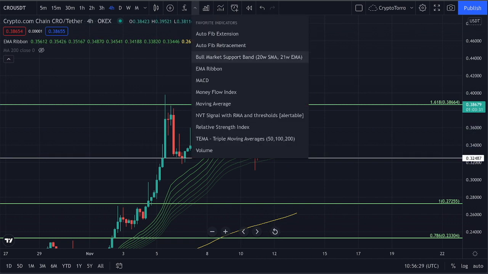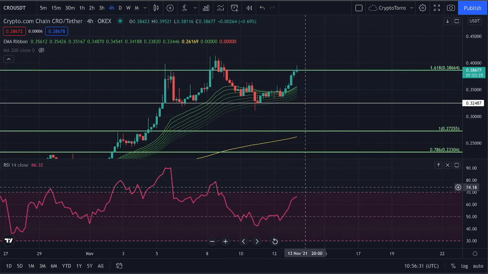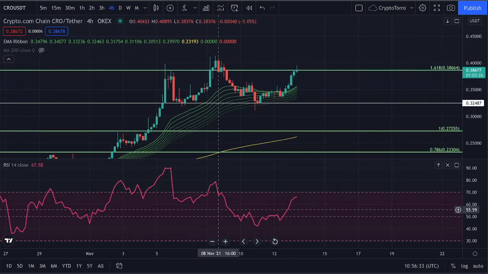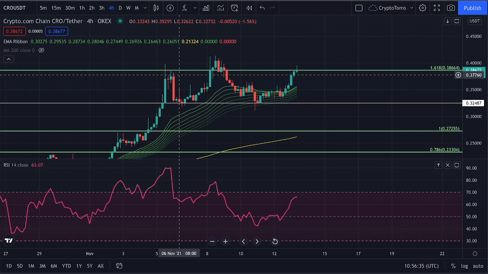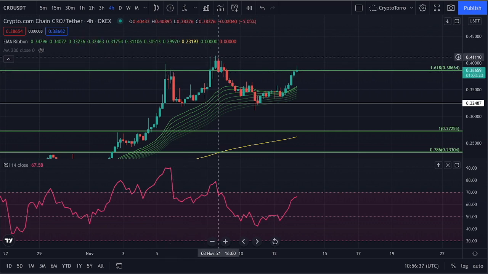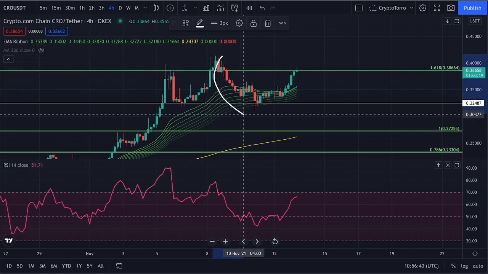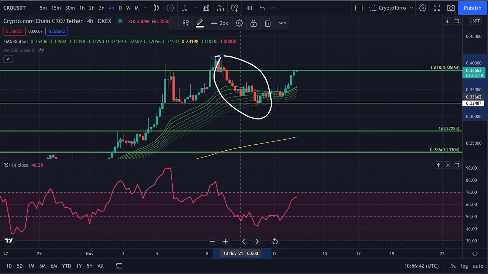Lastly, I would like to take a look at the RSI as well. On the RSI, what you can clearly see is that we were creating these lower highs. Especially here, we did see a bearish divergence taking place. Afterwards, we saw this minor decline in price action.